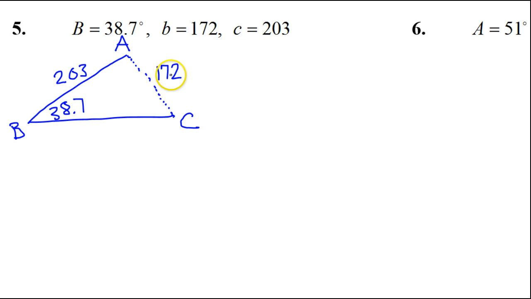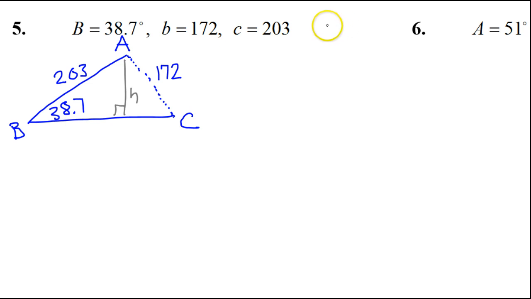Now this is side-side-angle, so this is the ambiguous case. So I have to worry about, will there be one triangle, will there be two triangles, or will there be no triangles? So let's start by figuring out if this will make a triangle at all. We can figure that out by looking at the height. All right, so this would be the height of the triangle. We can calculate the height by doing the sine function.